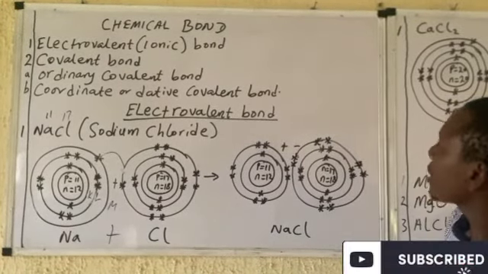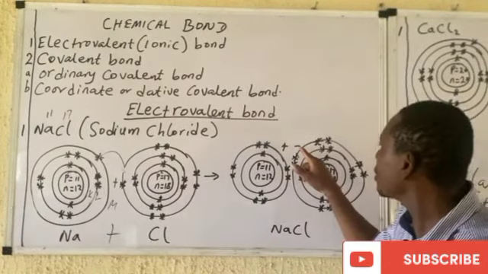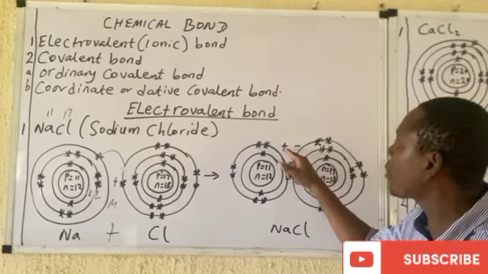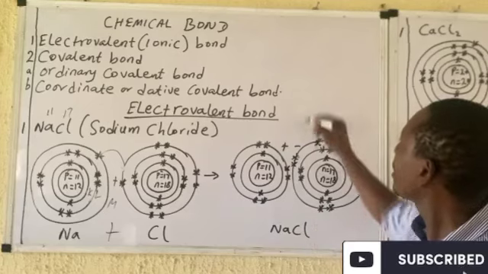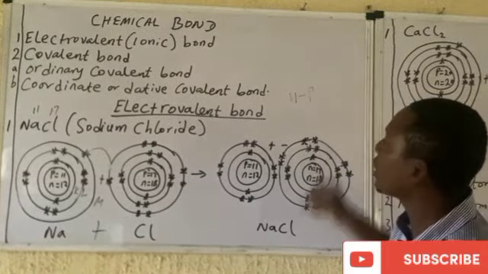Now, because this atom has gained 1 electron, it is now negatively charged. And because this one has lost an electron, it's now positively charged. Let me tell you why. This has an atomic number of 11, which means it has 11 protons.